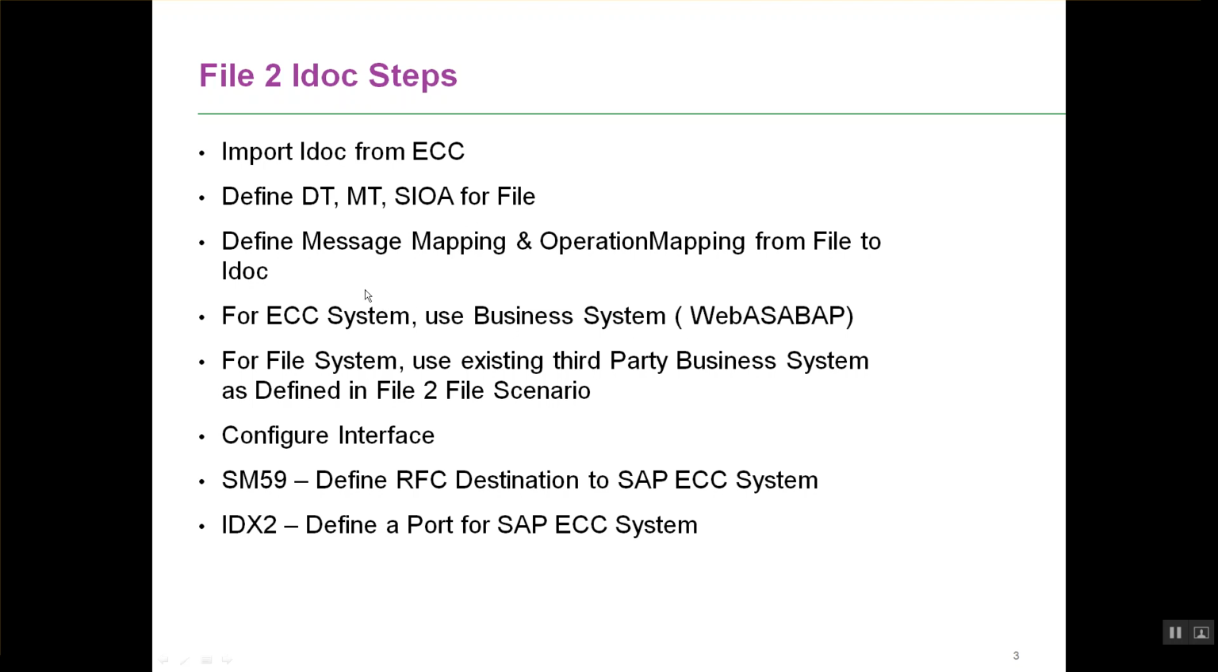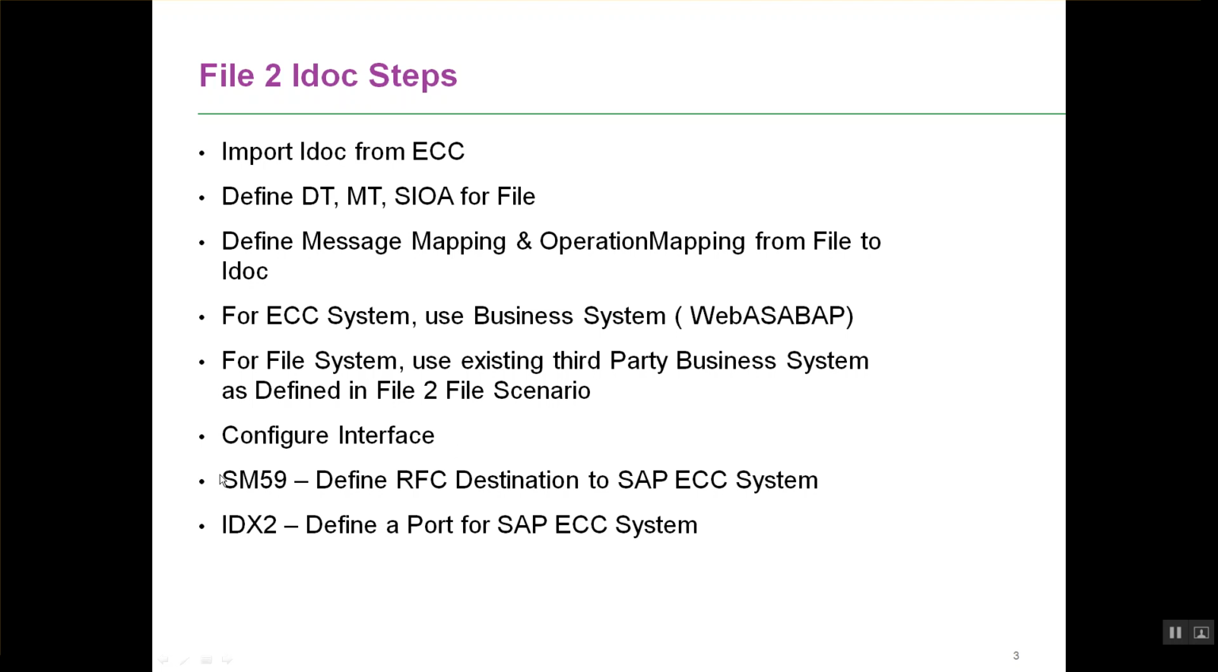So we will look at the SLD, we will look at ECC, what is our ECC system, what is the technical system that we have defined for this, and what is the corresponding business system. For the file system, we will use the existing third-party business system that we defined in our file-to-file scenario, and then we will configure our interface. We will create a sender communication channel, a receiver IDoc adapter, then our sender agreement, receiver determination, interface determination, and receiver agreement.